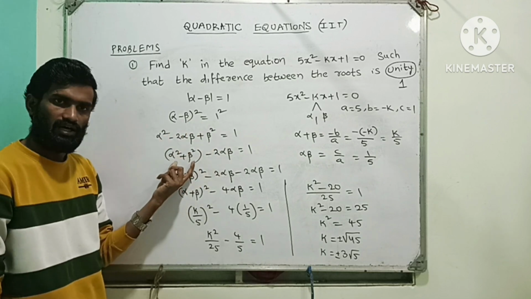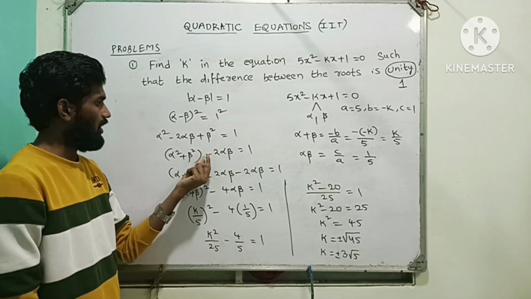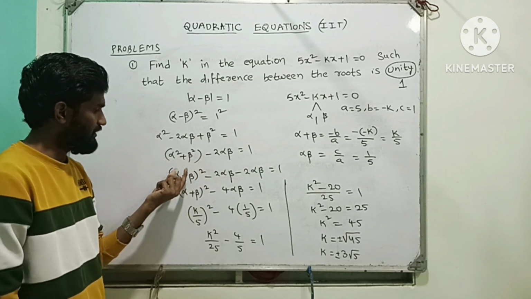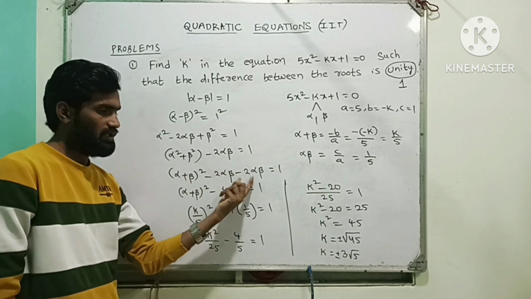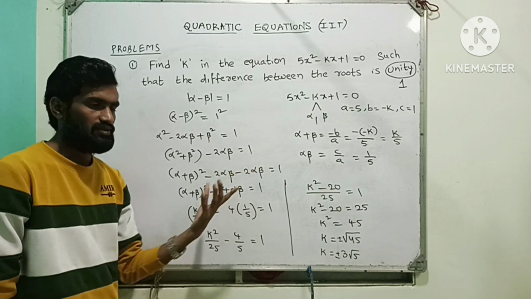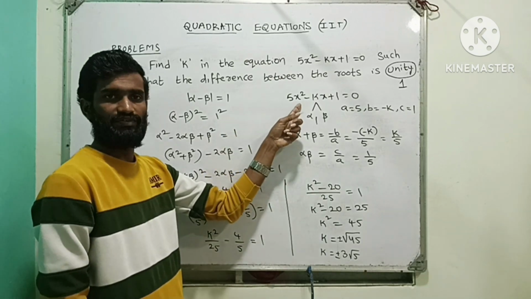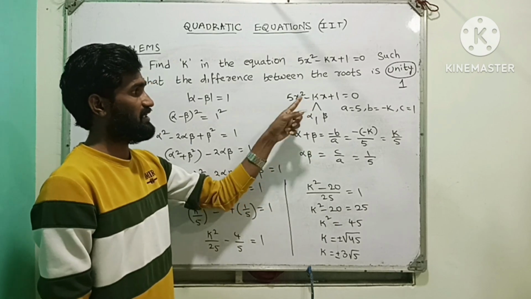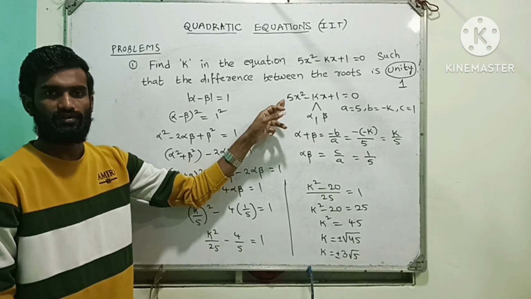I have written alpha square plus beta square as (alpha plus beta) whole square minus 2 alpha beta, and one more 2 alpha beta is there, which is equal to 1. So we already know what is alpha plus beta, the sum of the roots. From the given equation we can write the sum of the roots, minus b by a, which is nothing but k by 5. The product of the roots is 1 by 5, c by a.